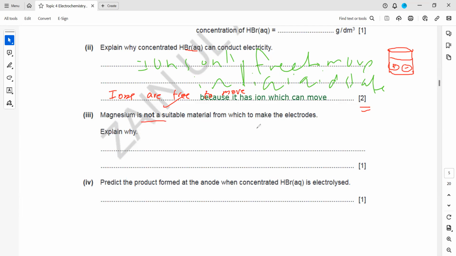Magnesium is not suitable material from which to make an electrode. Why? Because it is reactive. That's good. Predict the product at the anode when concentrated hydrobromic acid is electrolyzed.